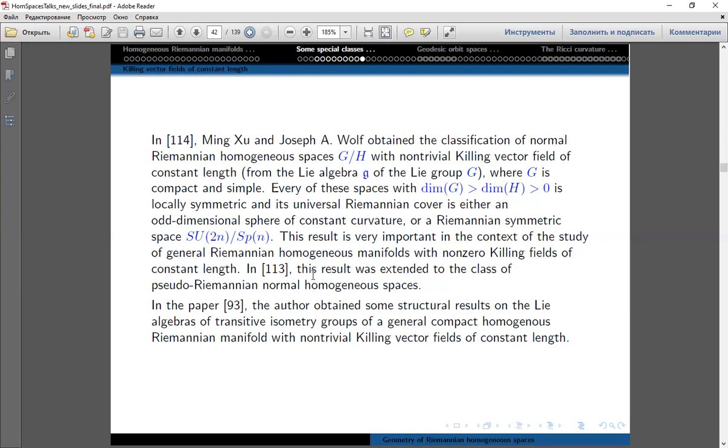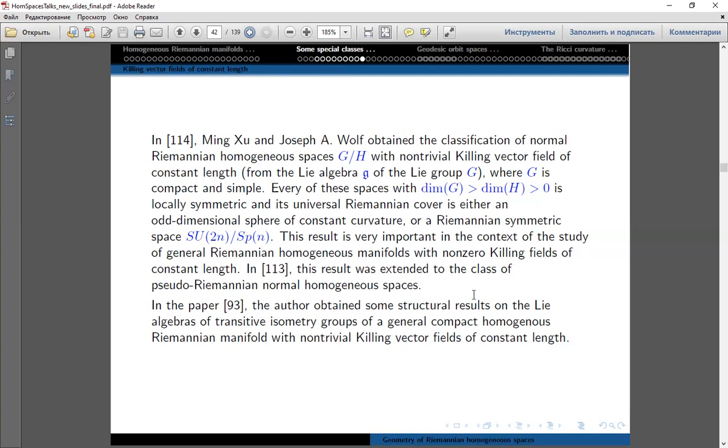Therefore, the result tells us that such spaces are quite rare, not so easy to find, in fact: a non-trivial Riemannian homogeneous space with a non-trivial Killing vector field of constant length. And if we have such a Killing vector field, then this homogeneous Riemannian manifold should have a very, very special property. In some sense, it's very similar to locally symmetric, and so on. That's an informal way to understand this result.